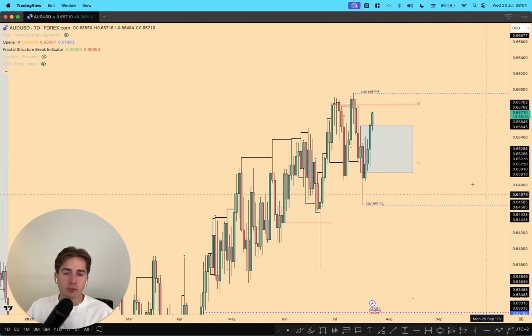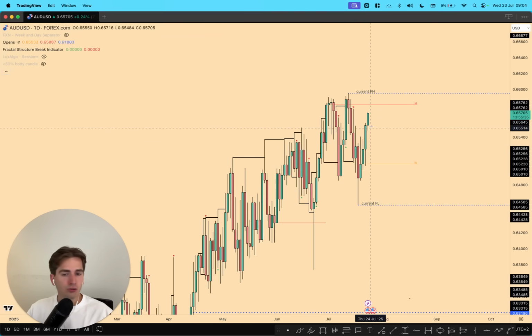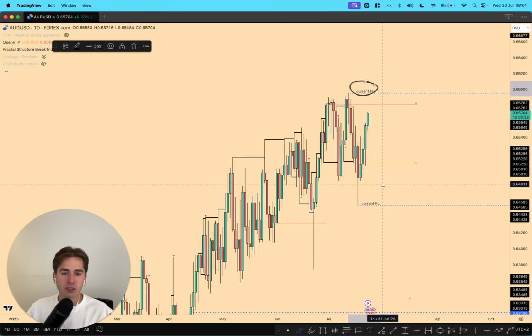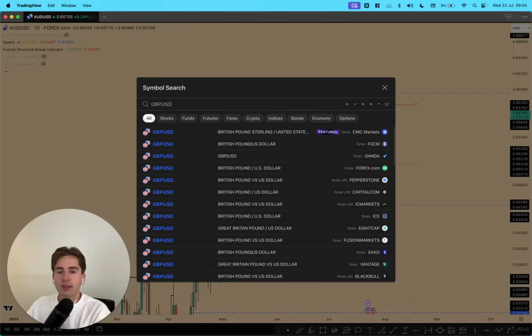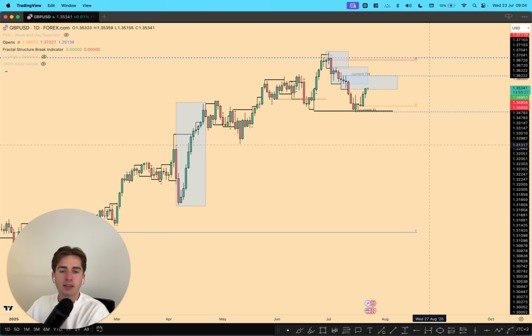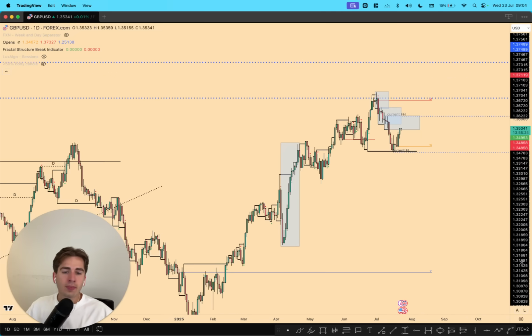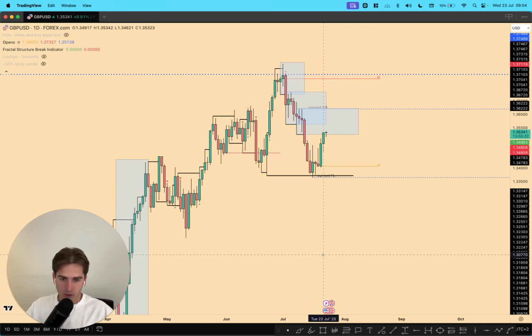And that would be in line with the overall daily fractal structure as well, which is currently still bearish from this high in towards this low. Going into GBPUSD, that was actually one of my favorite trades yesterday. Again, overall, so look, overall shorts look good.